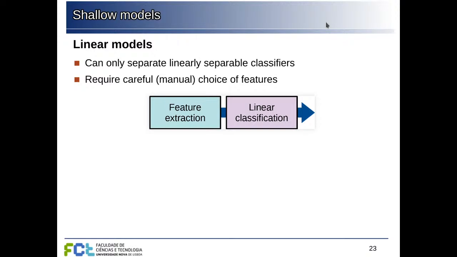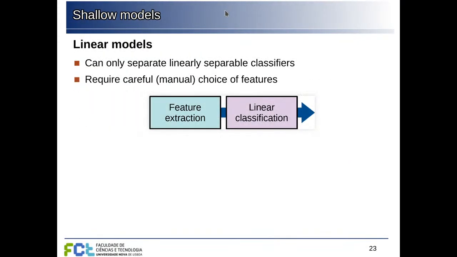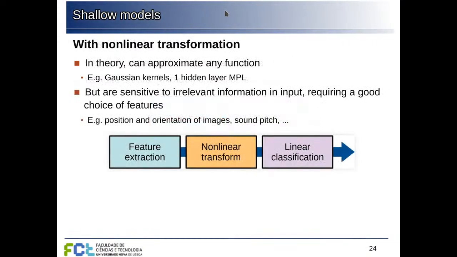We saw linear models, for example, logistic regression. We can separate only when the classes are linearly separable, and humans must choose the right features. So we can, in theory, solve different problems with this, but we need to choose the right features so that the resulting data set has the classes linearly separable, and the linear classifier can solve our problem. So this requires lots of manual intervention because we need the right features for this to work.